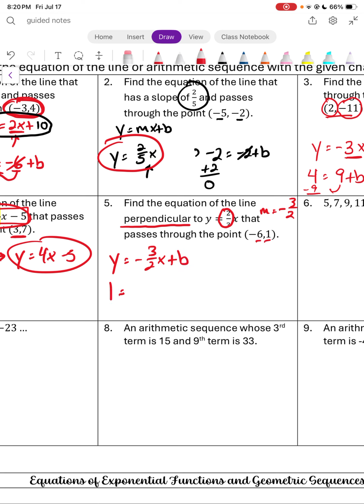1 is the y. The x value is -6. That's going to give you -3/2 times -6 is 9. So 1 equals 9 plus b. Move the 9 over by subtracting. That gives you a b value of -8. So therefore, your equation is y equals -3/2 x minus 8.